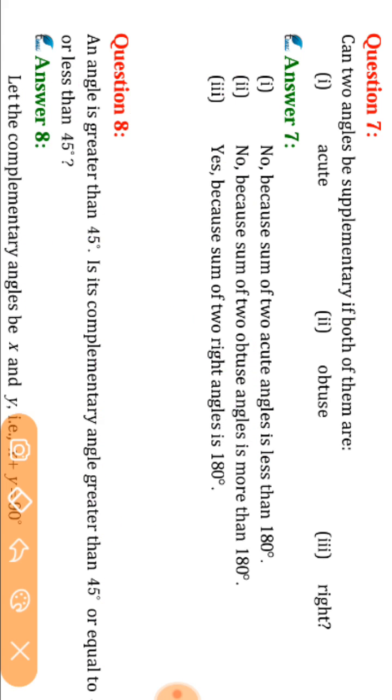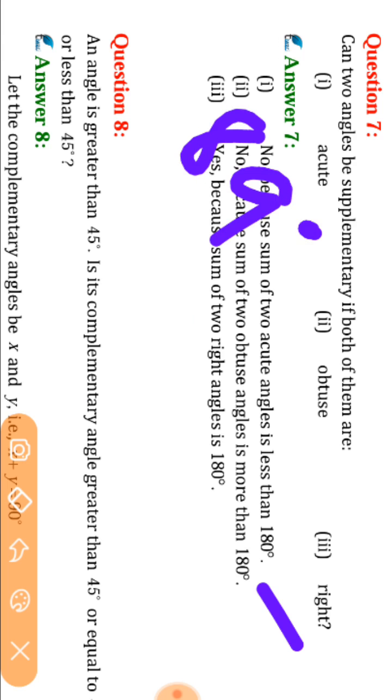Then what can we conclude? No, because the sum of two acute angles is less than 180. Because see, the maximum acute angle is 89. Is it true? So 89 plus 89, how much is it?